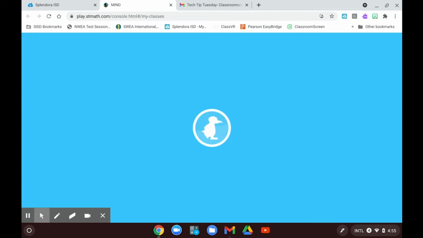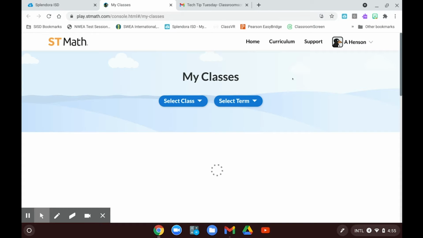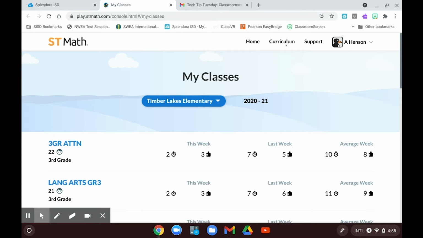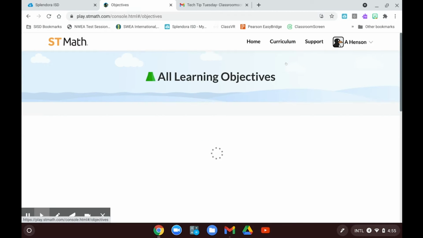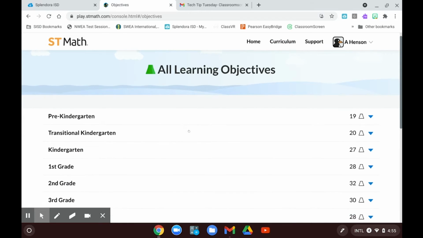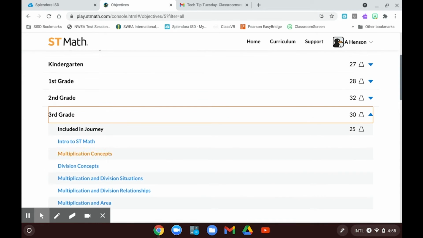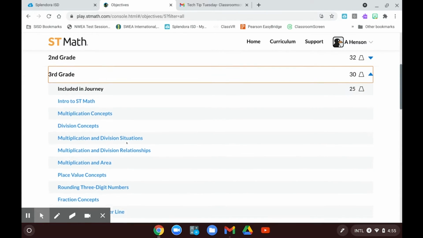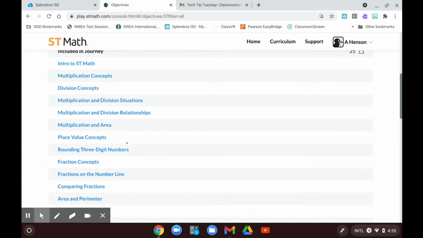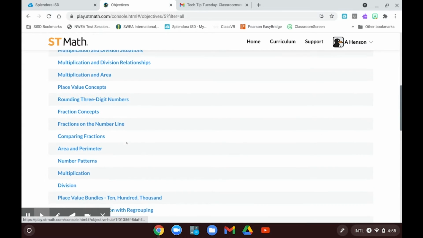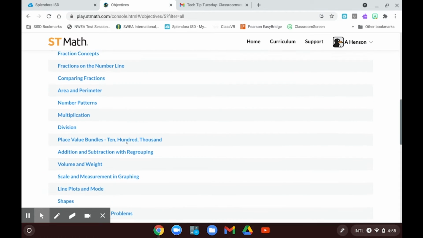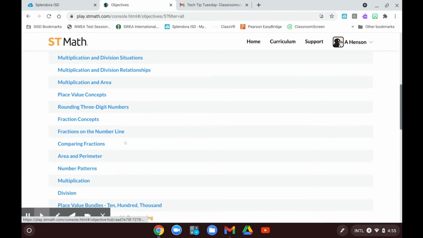So what we do is we come to the carpet and I can pull up some of the lessons and look through the objectives for third grade. Here are some of the objectives, and I can pull this in to help with some of my lessons.